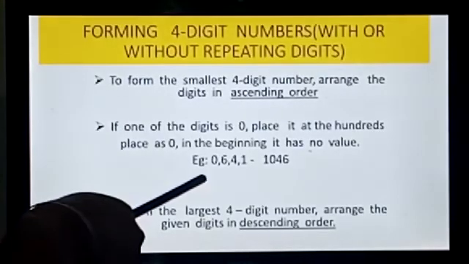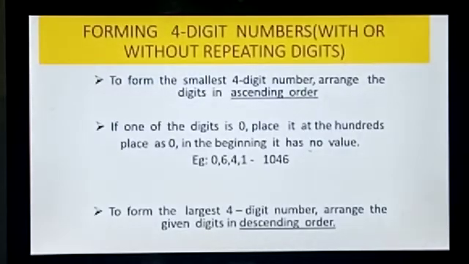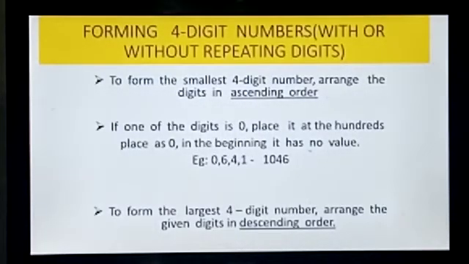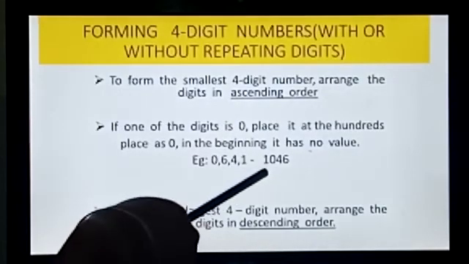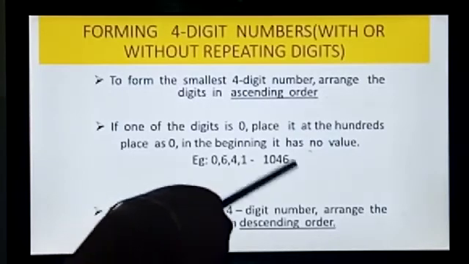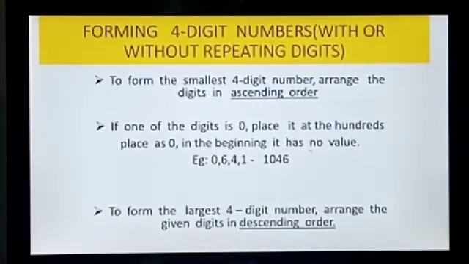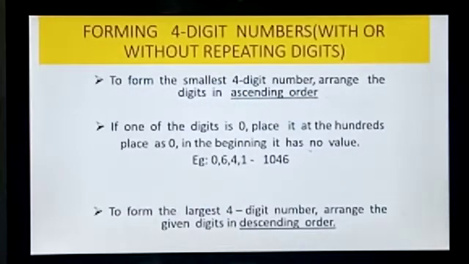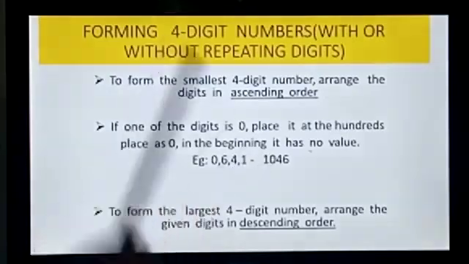See, you can see the example which is given here, children. 0641. So, how to form a four-digit number? This is the way. You need to write 0 in the hundreds place. Then only it is called the smallest four-digit number. If you place 0 in the thousands place, will it be a four-digit number, children? No, because 0 doesn't have any value. So, this is how you are going to write.